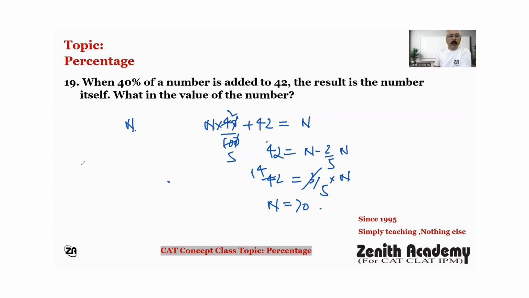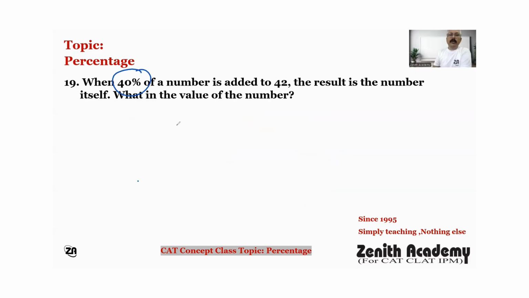Got it? But see here, it is simple. 40% of a number is added to 42. So it is very simple. 40% में जब आप 60% ऐड करेंगे तभी तो 100% होगा. इसका मतलब 42 60% है. अगर 42 60% है तो 100% क्या होगा? This is equal to 70.